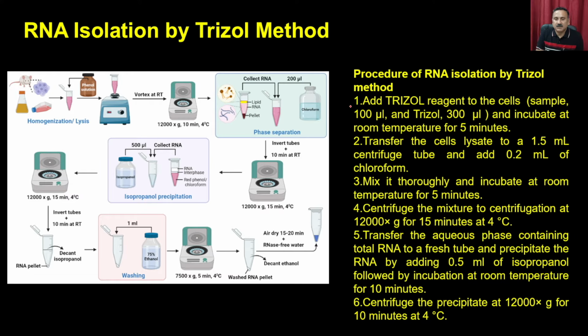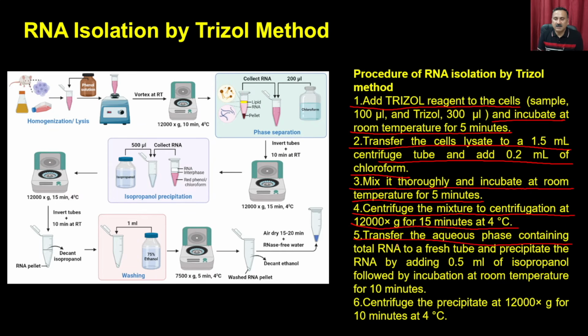Procedure: in step 1, you are going to add the Trizol reagent to the cells and incubate at room temperature for 5 minutes. Then you transfer the cell lysate to a 1.5 ml centrifuge tube and add 0.2 ml of chloroform. So this is what you're going to do, right? Mix it thoroughly and incubate at room temperature for 5 minutes. Then you centrifuge the mixture at 12,000 g for 15 minutes at 4 degrees.